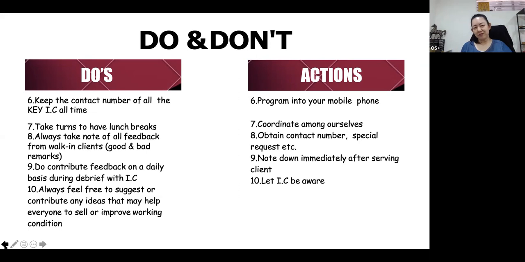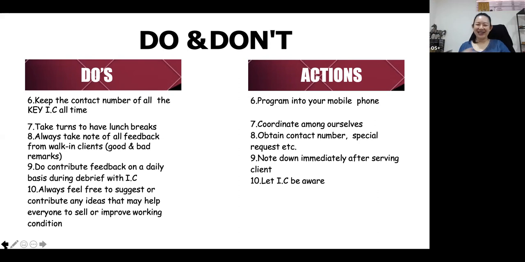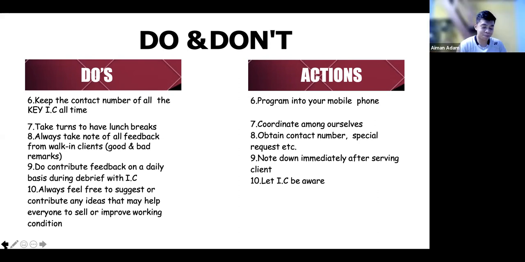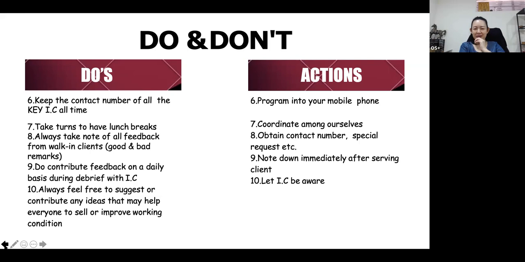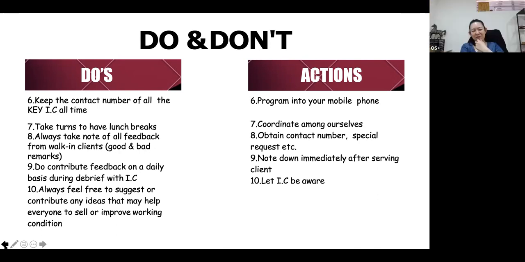Aiman, will you contribute? My feedback towards this person? It depends on how the person is. Sometimes people take feedback very well, sometimes not so well. So I have to see what kind of person they are as well. Okay. Denise, will you give feedback to this person? Maybe tell the leader and ask the leader to cultivate him.